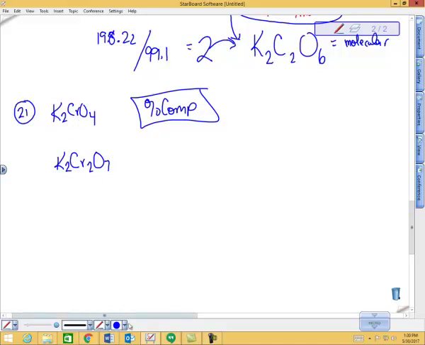So first things first, I kind of need to have my masses, right? All right, so potassium is, let's see, 39.1 each, but you better double that up. Chromium is, let me check that, where are you?